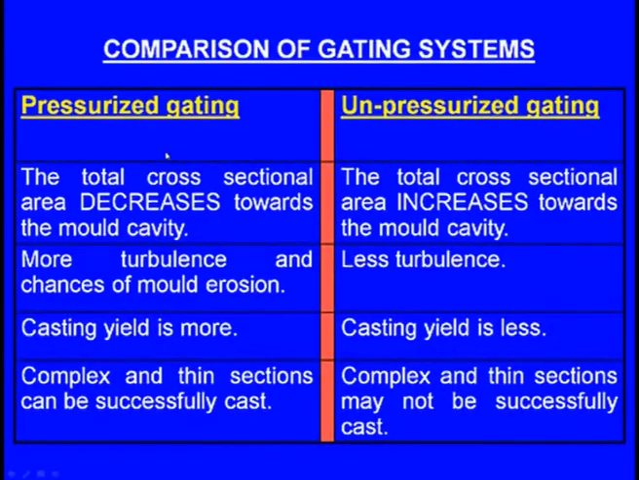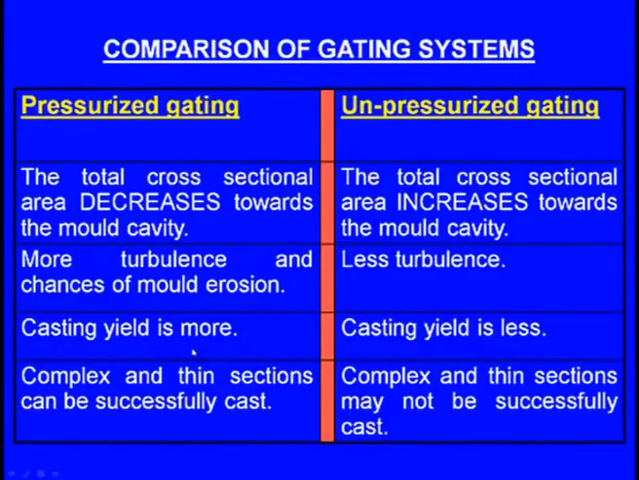Now, what is this casting yield? Weight of the casting divided by weight of the poured metal multiplied by 100. Usually, this is between 70% to 80% in the industries. Now, in the case of the pressurized gating system, as we go inside the gating system, the cross sectional area is gradually decreasing. So, less metal is required for filling the whole mould cavity and also the gating system. That being the case, casting yield will be more.